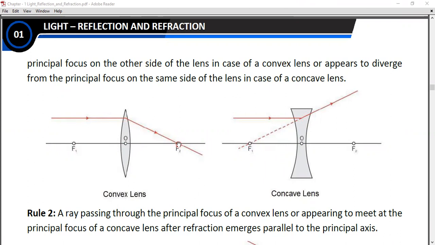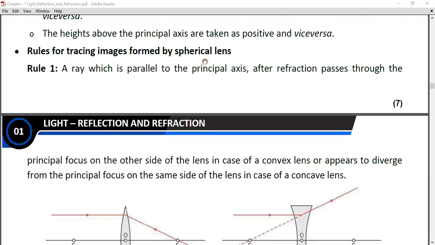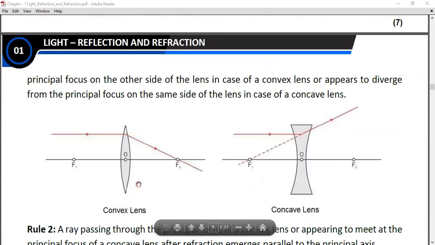See guys, in spherical mirrors a reflection phenomenon will take place, whereas in the lens, all the time refraction will take place. That's why here, after refraction, the light ray bends and passes through the second focus.